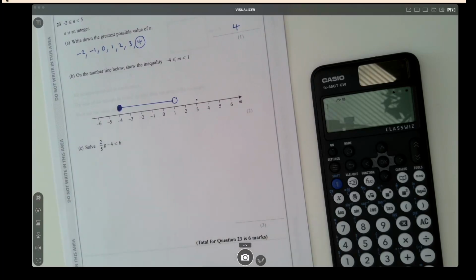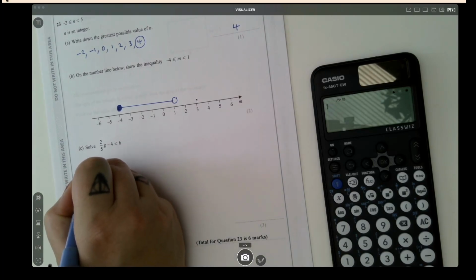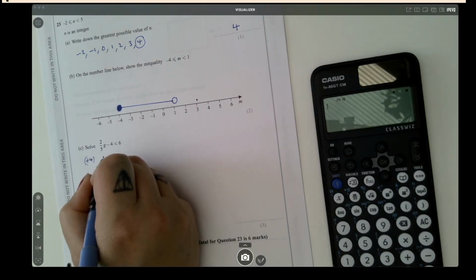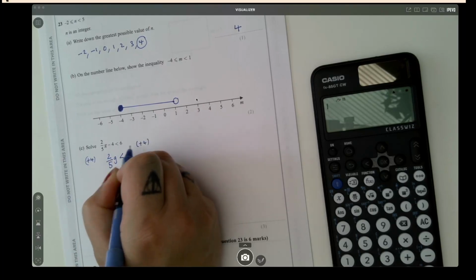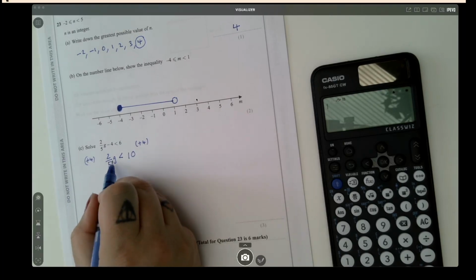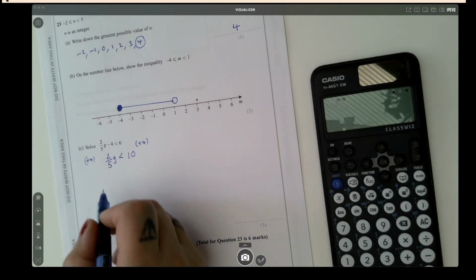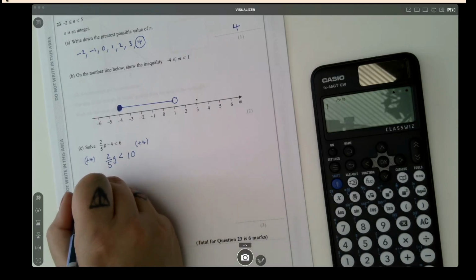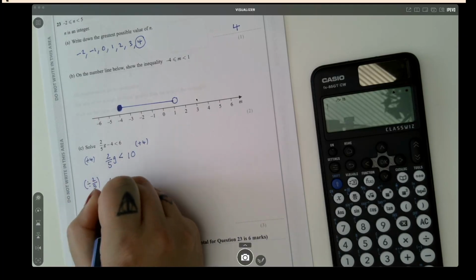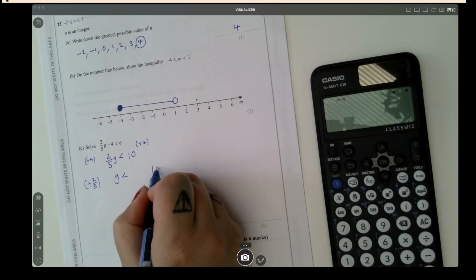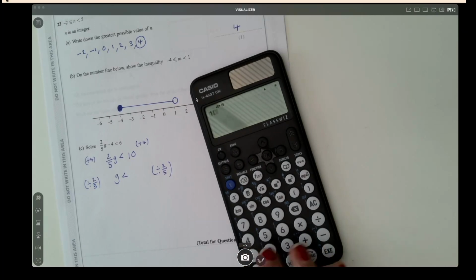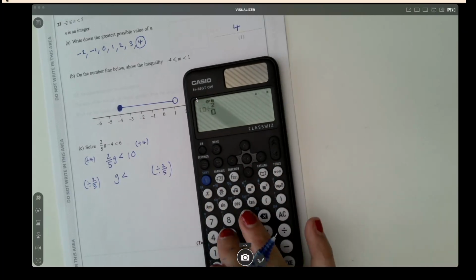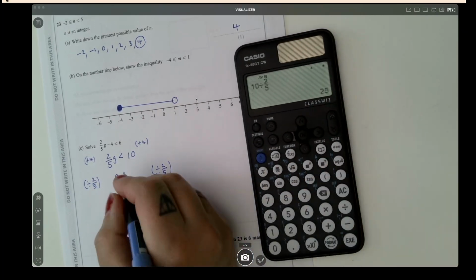Part C, solve 2/5 g, subtract 4 is less than 6. So the first thing we're going to do is add 4 to eliminate this subtract 4. That leaves me with 2/5 g. When I add 4 on this side, 6 plus 4 is 10. So 2/5 g is less than 10. Currently it's 2/5 multiplied by g. So if I divide by 2/5, that will tell me what I need on this right hand side. So 10 divided by 2/5 is equal to 25.